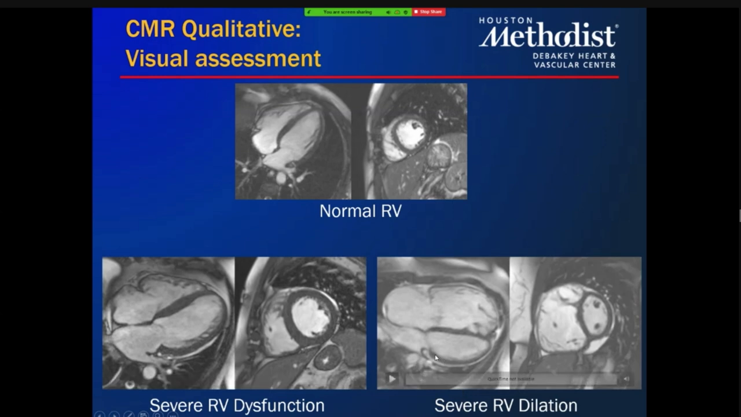And then, one thing that can still be appreciated on CMR is whether or not the RV is severely dilated. Shown here, there's no doubt in this case that there's very much apical dominance of the RV. Its short axis dimensions are much greater than the LV. In fact, the LV looks kind of smallish and compressed in its appearance. There's even septal flattening in this case, which is consistent with the RV overload picture as well.